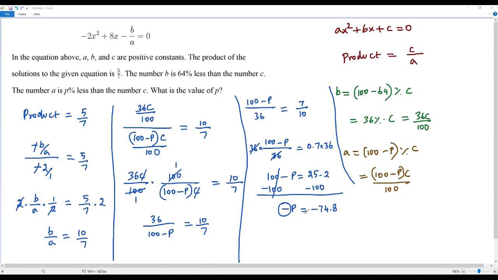Here, to get rid of the negative sign, we have to multiply both sides of this equation by negative 1. When I multiply this negative p by negative 1, I am getting p. On the right side, when I multiply this value by negative 1, I am getting positive 74.8. Here I got the value of p, it is 74.8.